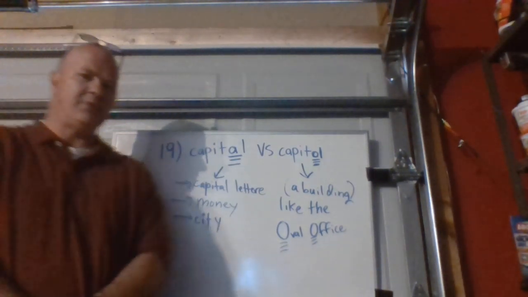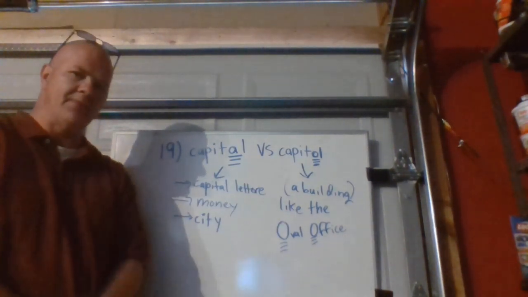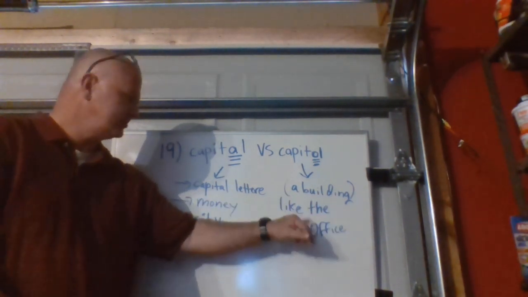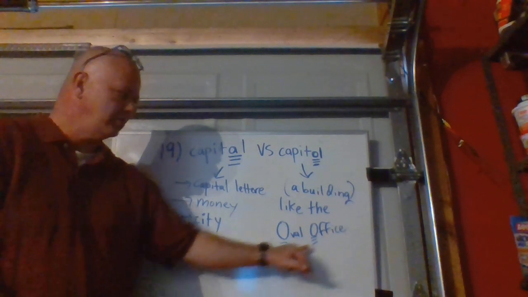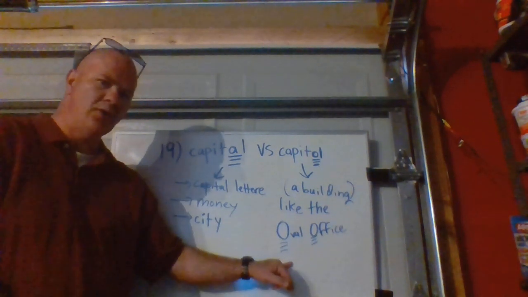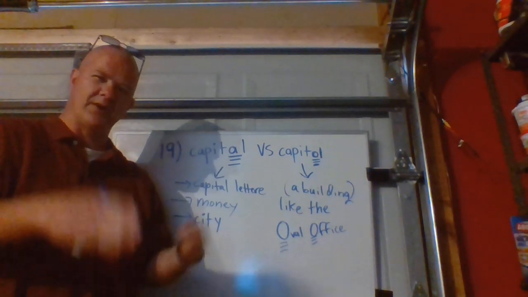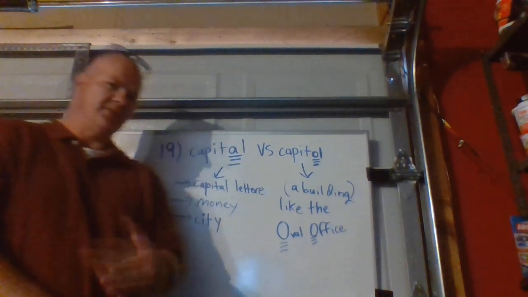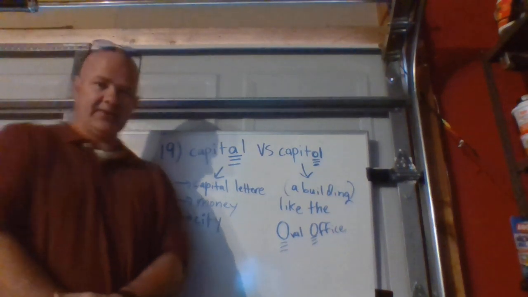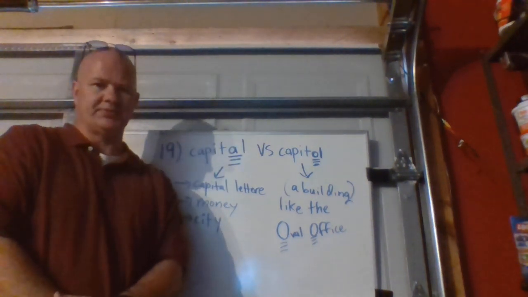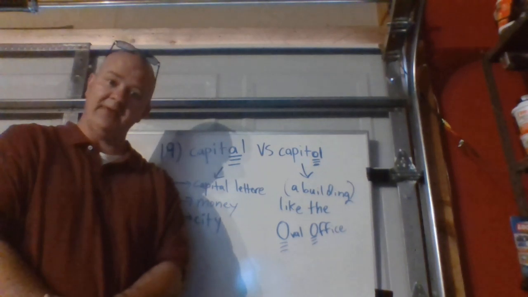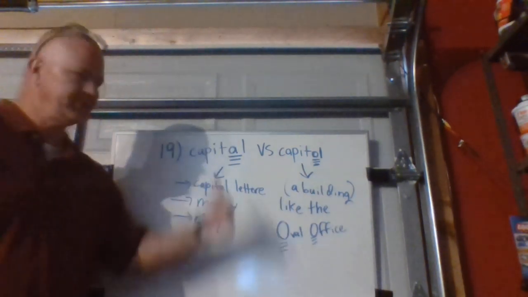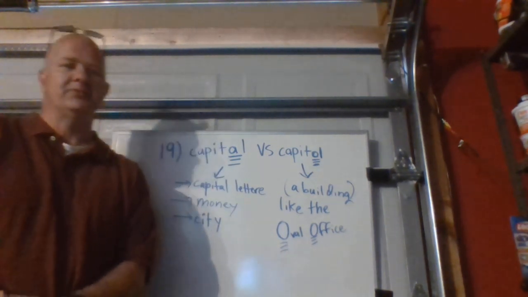Number 19, capital versus capitol. Let's look at the second one for a moment, the one that's spelled with an O. That always means a building. So, for example, the Oval Office. Oval begins with O, office begins with O. So we're always talking about a building if we're using the one that has an O in it. For example, if I said the Capitol, where lawmakers meet, is undergoing renovations, we would use the second one. So if you know that, then by default, you know when to use the other spelling.